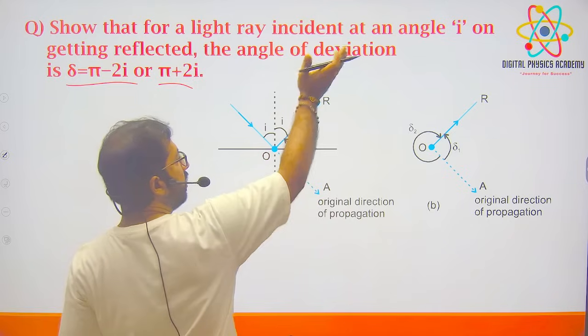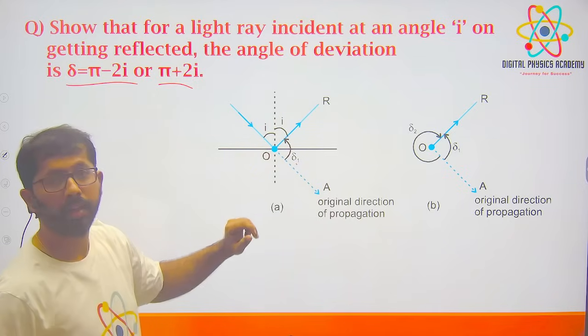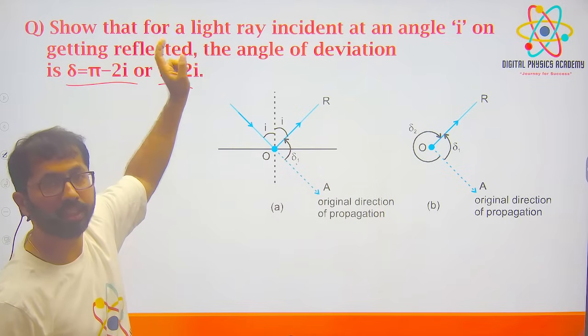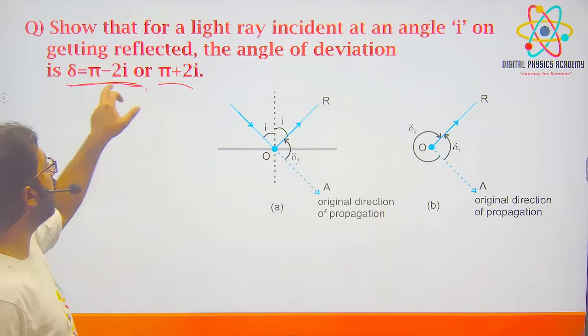Finally the ray went like this. That much deviation from the original line is called delta. Delta is called the angle of deviation. Angle of deviation only we have to find. We have to prove the angle of deviation is pi minus 2i.